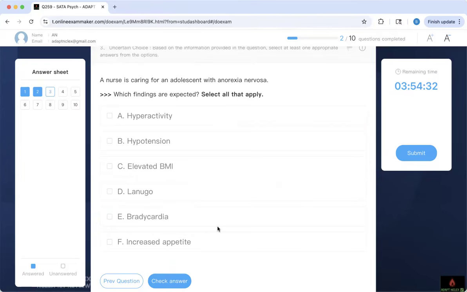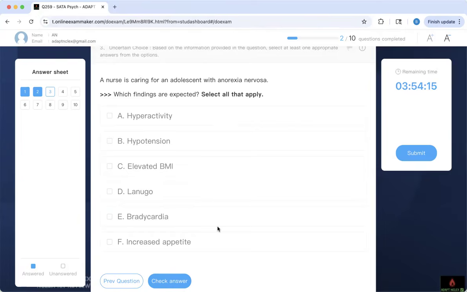Select and apply. And this is caring for adolescents with anorexia. What do you see in an anorexia patient? This SATA question is designed to test your knowledge. Content is all content. You've got to remember them. And that's how you do SATA.